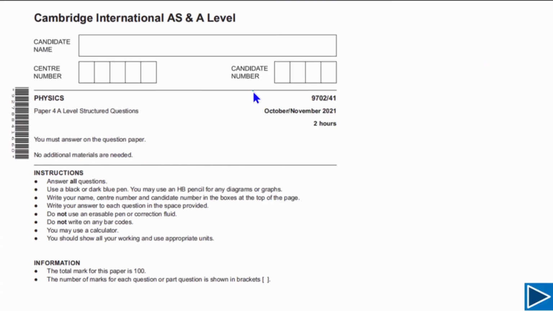In today's class, we are talking about October-November 2021 paper 4-1, and the total time for this exam is 2 hours and you need to answer all the questions. And the total mark for this paper is 100.